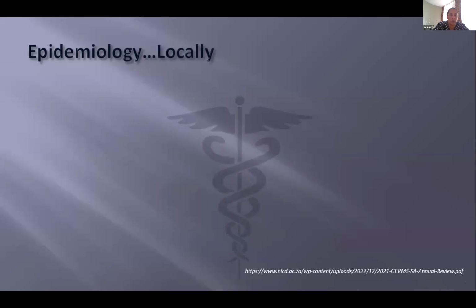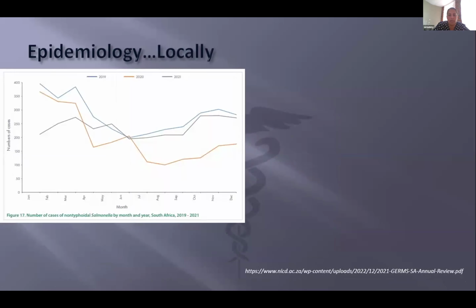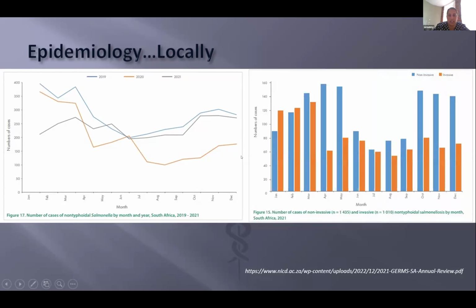So what about the epidemiology locally? This is taken from the 2022 GERMS-SA Annual Review, and this was looking at the incidence of non-typhoidal Salmonella by month and year in South Africa from 2019 to 2021. And you can see that the incidence is pretty much the same in 2019 and 2021, but a little bit lower in 2020. Whether that was during the COVID pandemic and health-seeking behavior may have been contributory reasons for why we may not be seeing as high numbers during that particular period.